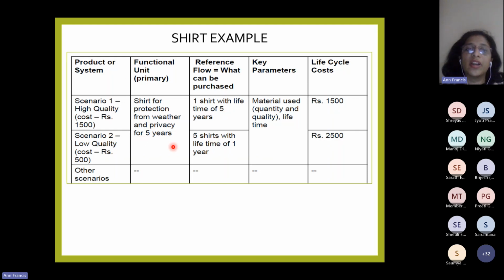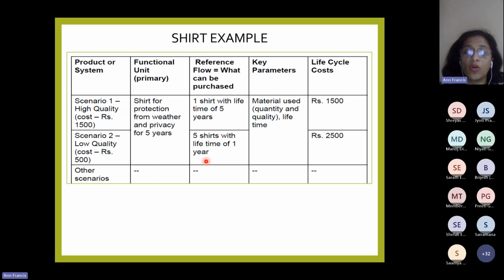So my functional unit here is not one shirt versus one shirt. I'm not comparing a high quality shirt with just a low quality shirt. I'm comparing a shirt whose purpose is protection from weather and providing me privacy for a period of 5 years. And if that is the shirt, then with high quality, I would just need one shirt. With low quality, I would need 5 shirts. So you must be understanding that there is a difference.